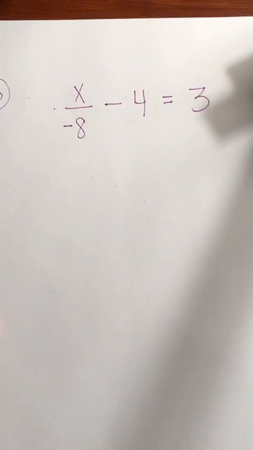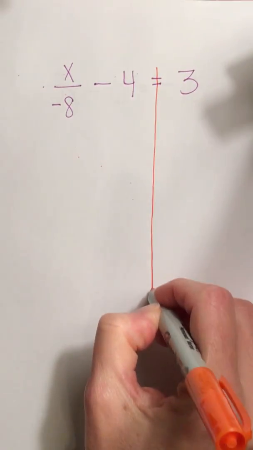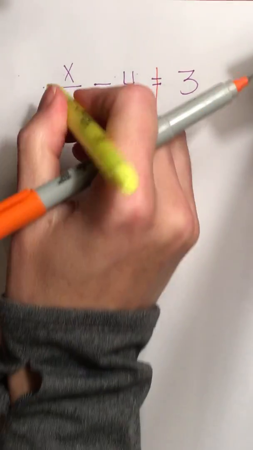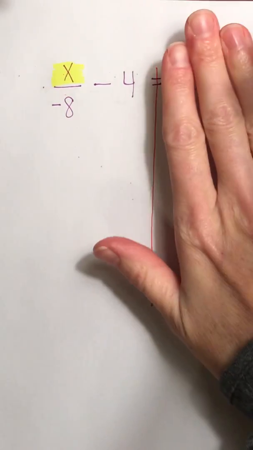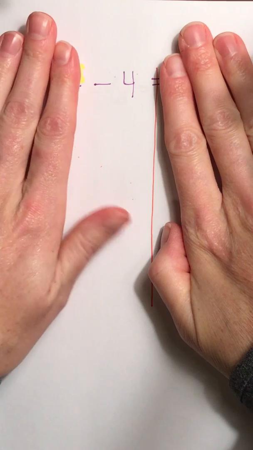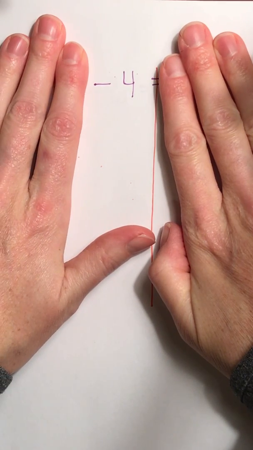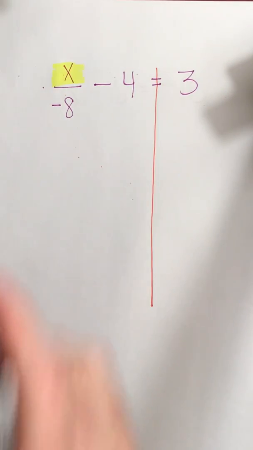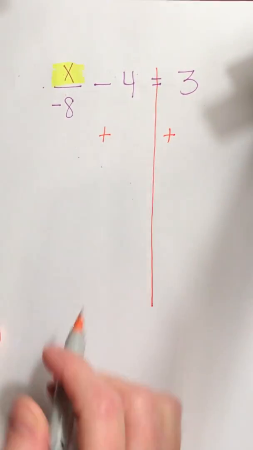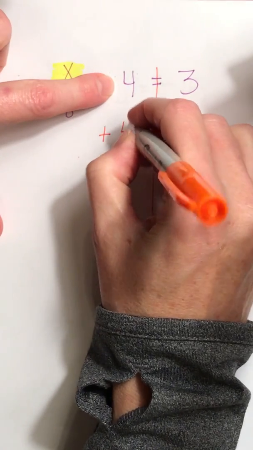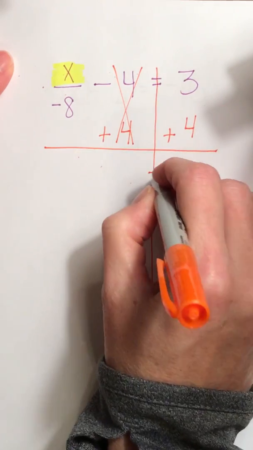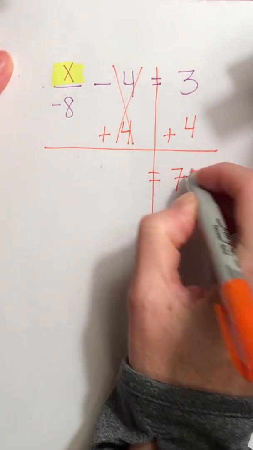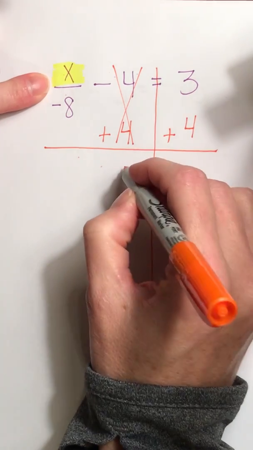Example number 3. I'm going to draw a line down the middle so I have a left side and a right side. Again, I'm looking for my variable, which is x. So I'm going to ignore everything on the right. And I'm going to cover up my x, and they have a subtraction sign. So the opposite of subtraction is addition. And they have a 4, so I have a 4. These two are opposites, so they cancel. And 3 plus 4 is 7. But I still have this left, so I'm going to bring it down.